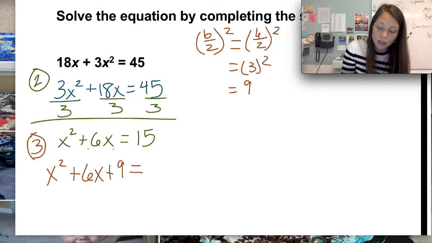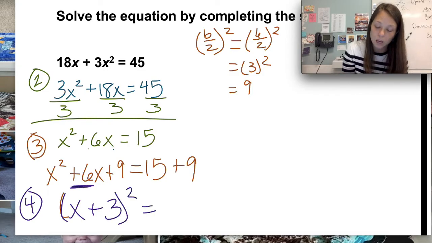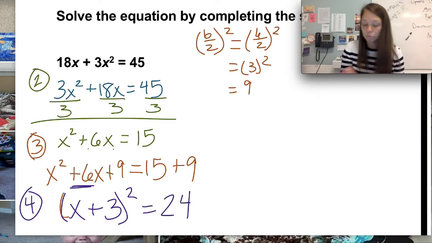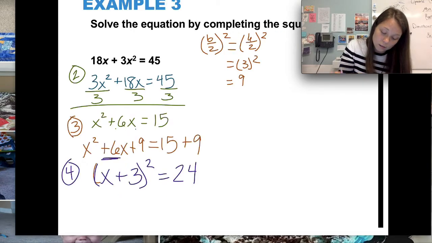So I'm creating this perfect square quadratic function on the left side that is then going to factor in a very specific way when I go to do step 4. It's going to factor into x plus 3 because positive 3 is half of that b value. 15 plus 9 is 24. After that, step 5 is to square root both sides.